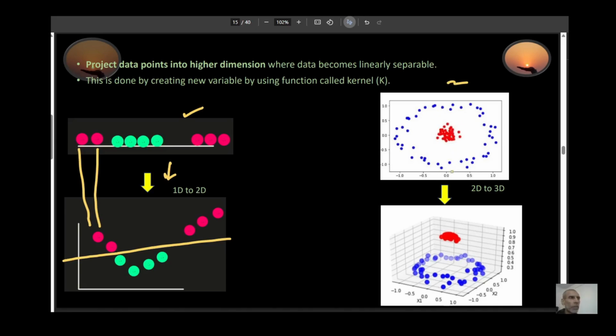They are not linearly separable, but by projecting these points in 3D, now you can see that you can separate these points by drawing a hyperplane at this place right here. Now, since you are going from a low dimension to a high dimension, you are creating a new variable, a new dimension. And this new dimension is created using a function called kernel.